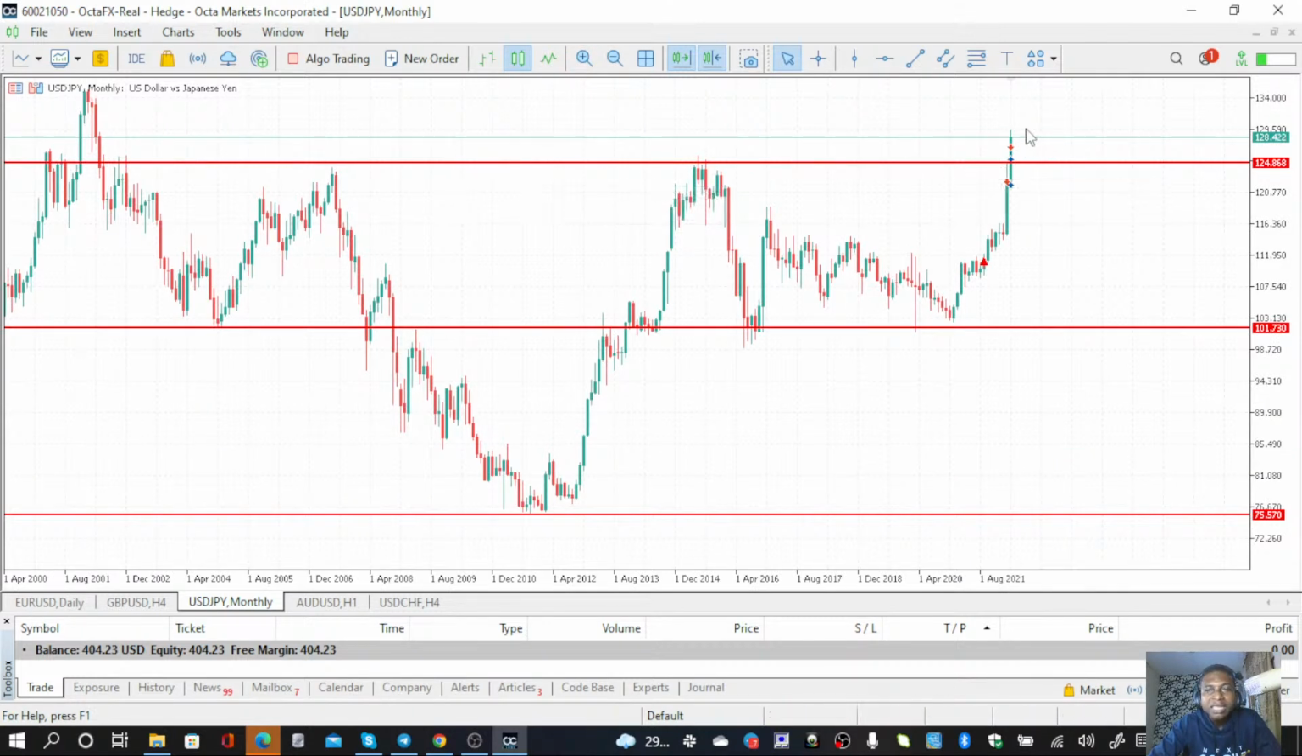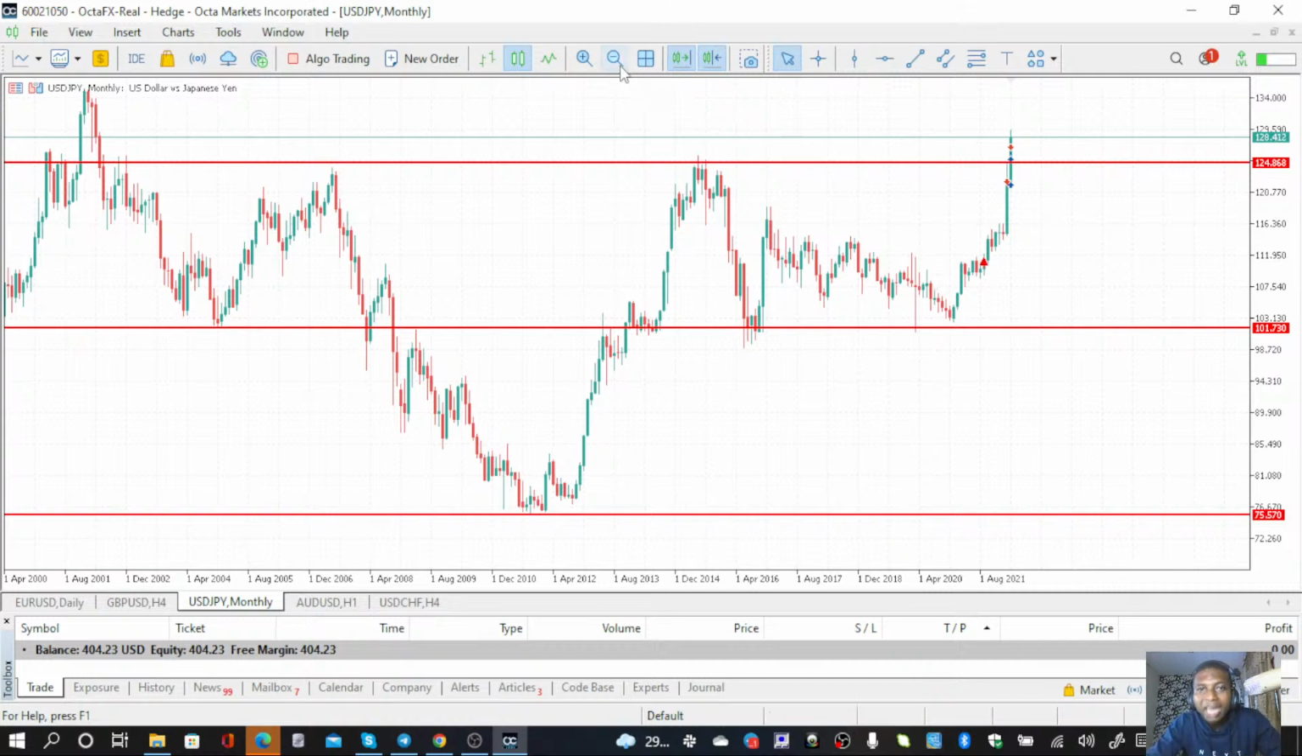Now we want to know what is going to happen next. Don't forget, we are on the monthly time frame, which tells us that each candle on this time frame is formed in one month. So it takes one month to actually get a candle formed in this time frame.